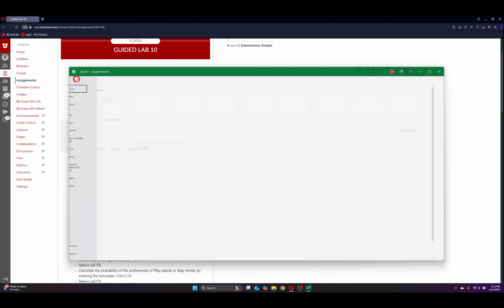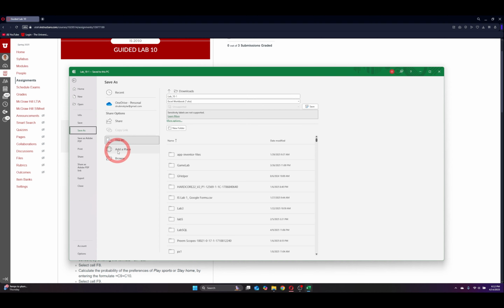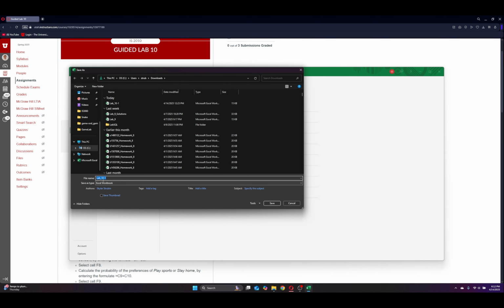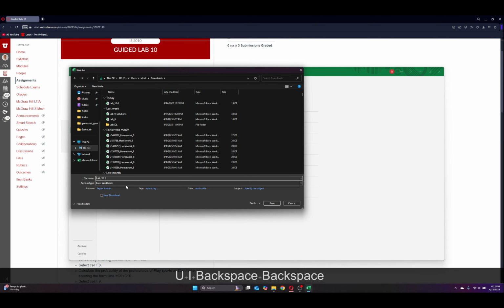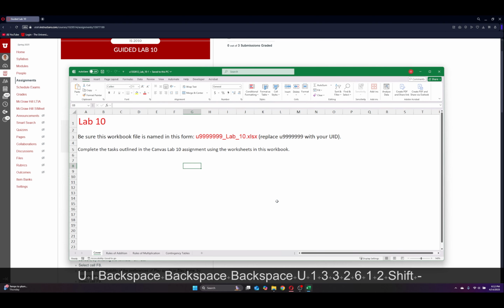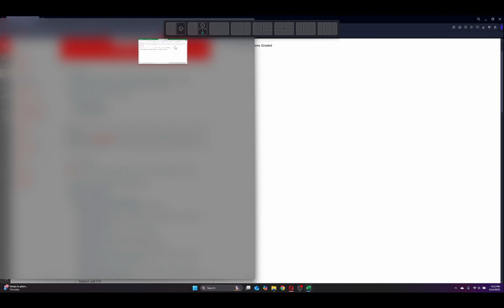Once we have it open, let's change our file and save it in a place with the correct label, UID, and we're ready to begin.